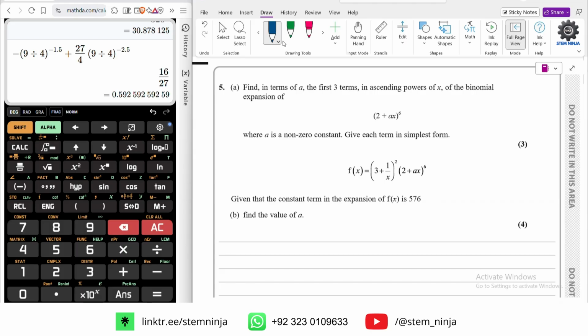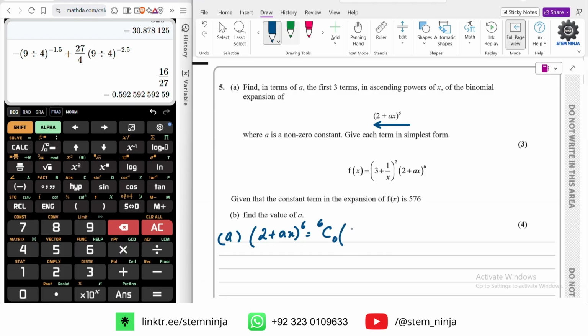Question number 5. Find, in terms of a, the first three terms in ascending powers of x of the binomial expansion of (2 plus ax)^6, where a is a non-zero constant. Give each term in the simplest form. Okay, so this is easy, straightforward. For (2 plus ax)^6, the general form of each term would be 6c0 in ascending powers of x, right?